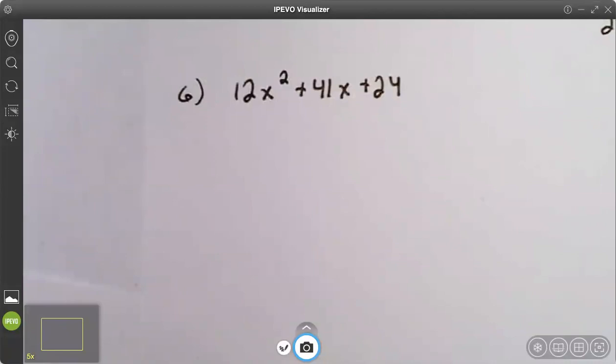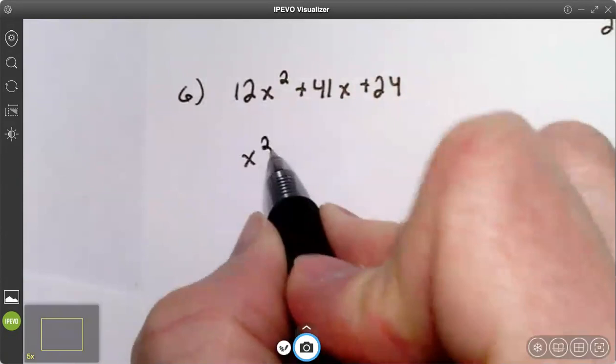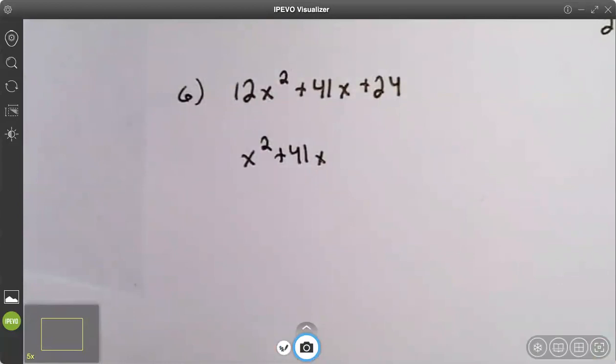Number 6, let's try another one where we need our calculator skills. Number 6, there is no greatest common factor. 41 is a prime number, so you are going to have to swing and divide. All right, let's swing the 12. 12 times 24. I will use my calculator. 24 times 12 is 288.